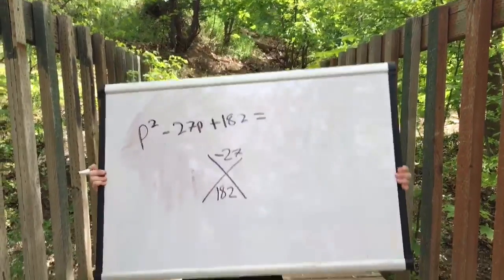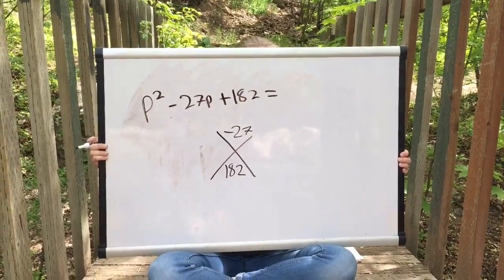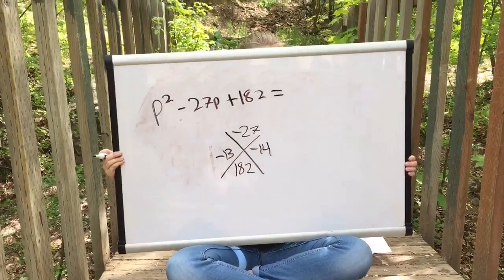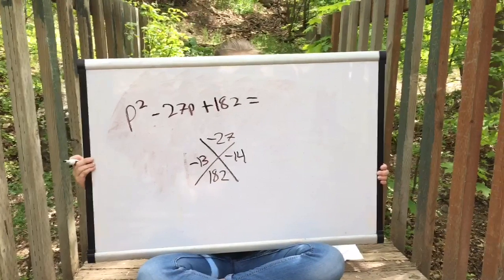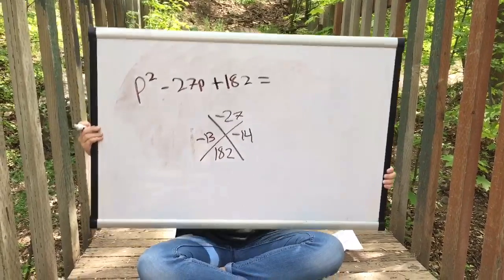Okay, so again we're going to make an x, and so you have to find something that adds to be negative 27 and multiplies to be 182. So that's negative 13 and negative 14. So the answer would be p minus 13 and p minus 14.